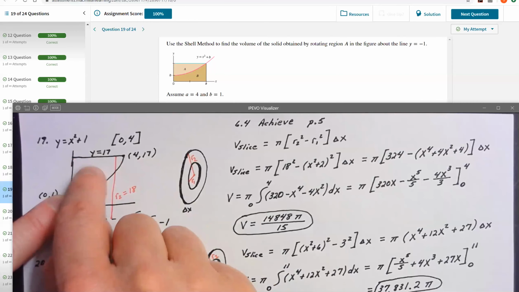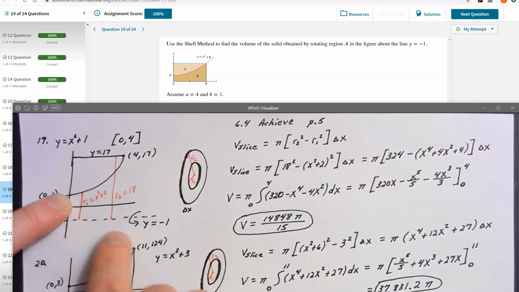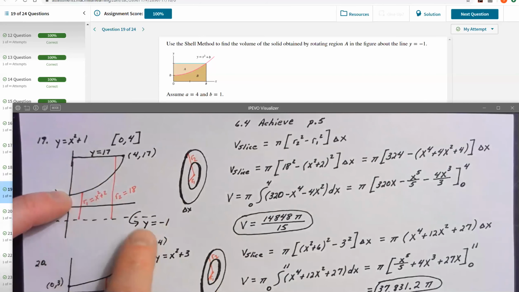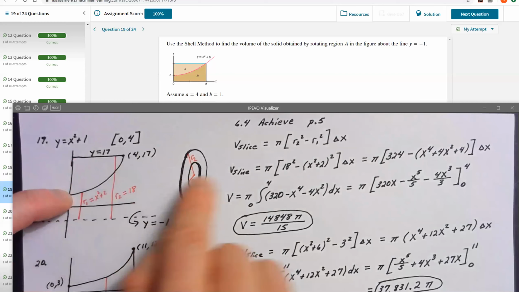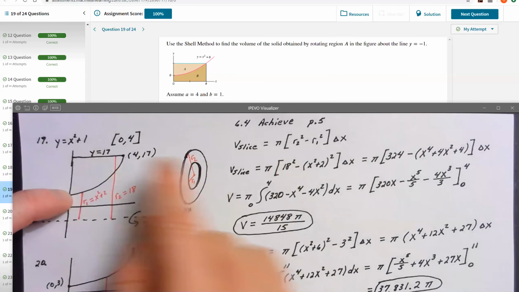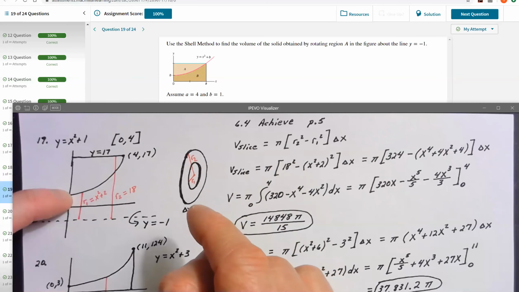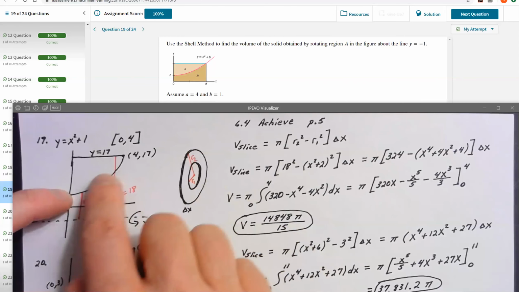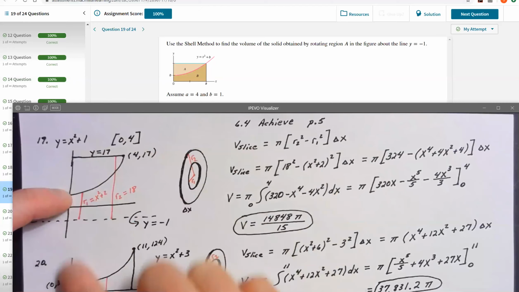Now, I'm trying to rotate that region about the line y equals -1. Instantly, guys, as soon as I saw I was rotating about a horizontal axis of revolution, I'm thinking shells is a terrible idea. I would rather use slicing. Slicing is going to enable me to keep it in terms of x. Shells would force me to do this in terms of y. I'd rather not.